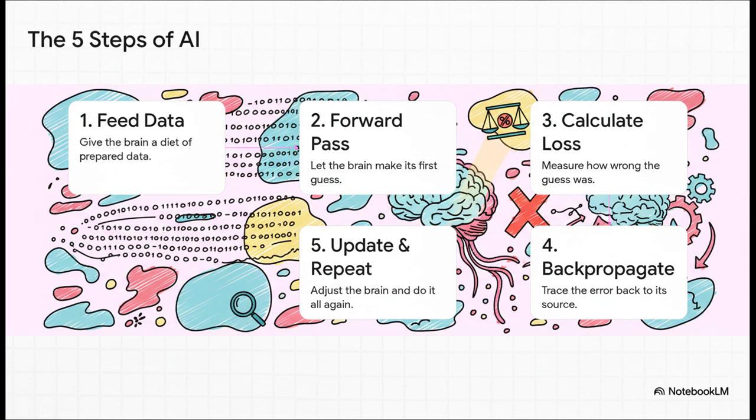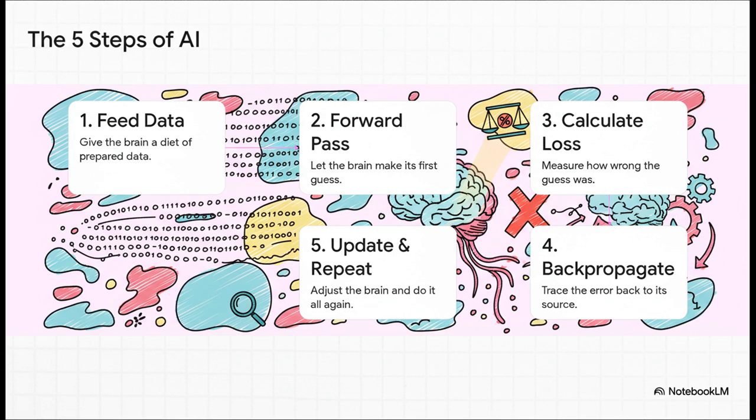When you boil it all down, it really just comes down to these 5 basic steps. 1, you feed the digital brain a whole diet of prepared data. 2, it takes a guess, that's the forward pass. 3, you calculate how wrong that guess was using a loss function. 4, it traces the mistake back to the source with backpropagation. And the most important step, 5, it updates itself and does it all over again.